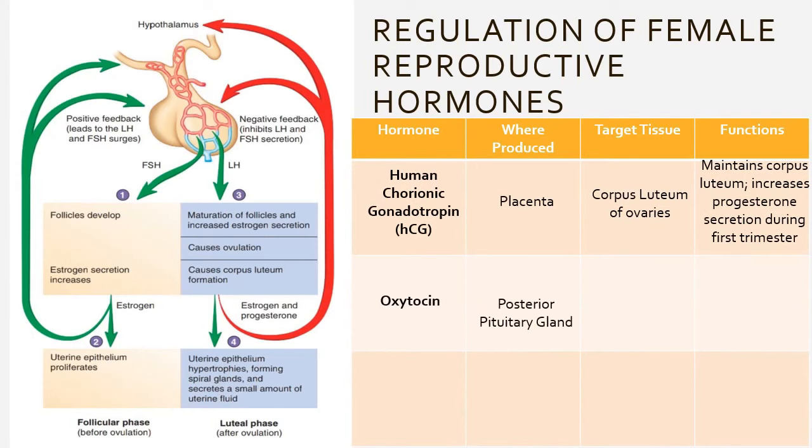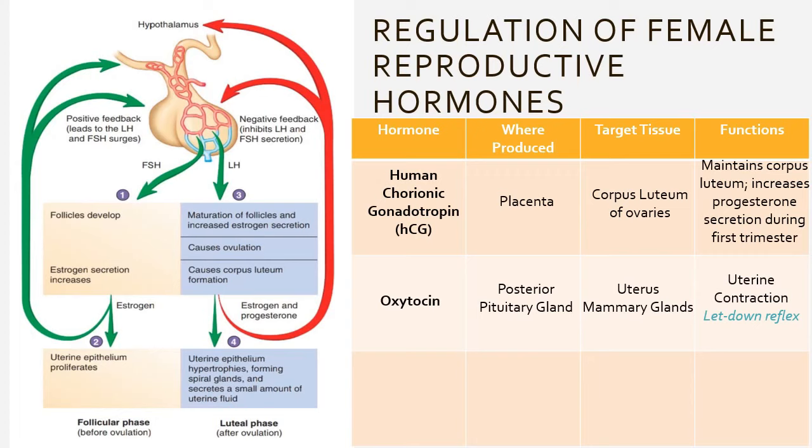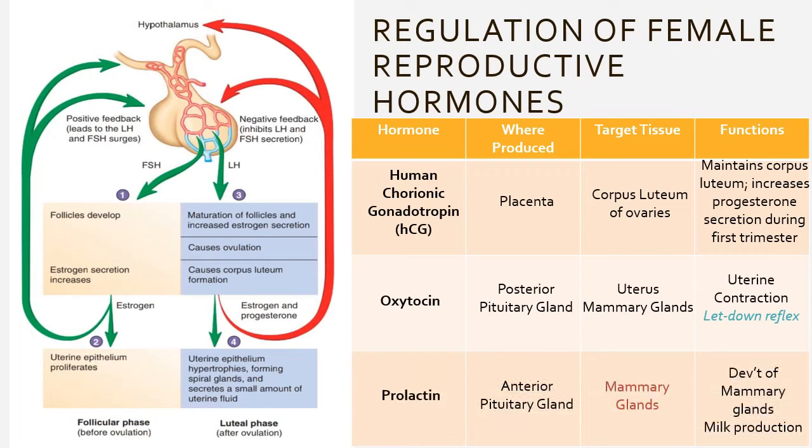Here, we have hormones that also play a role during pregnancy and motherhood. We have here the human chorionic gonadotropin, the oxytocin, and the prolactin. The human chorionic gonadotropin is particularly famous for being an indicator of pregnancy. This is produced by the placenta. Its target tissue is the corpus luteum of the ovaries. It maintains it when pregnancy occurs, increasing progesterone secretion during the first trimester.